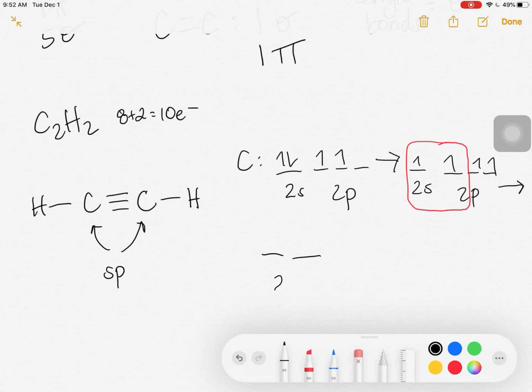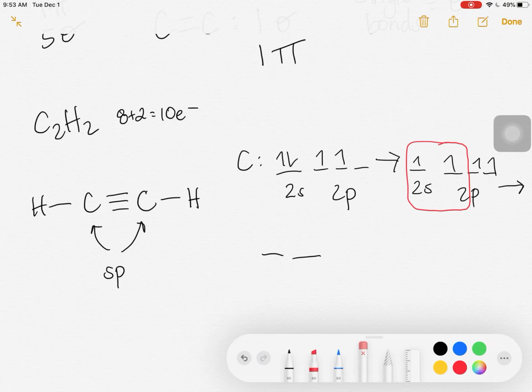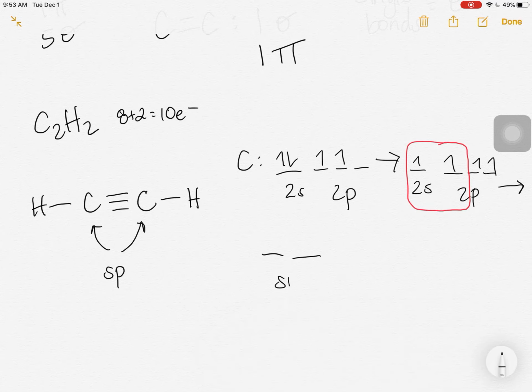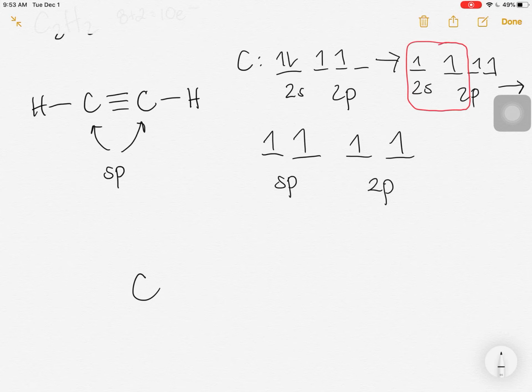So what we have left, I don't think I want to call it 2. What we have left are sp hybridized orbitals, right? That came from here and here. And then I have 2 unhybridized p orbitals, which are going to be 90 degrees. So let's try to draw it.